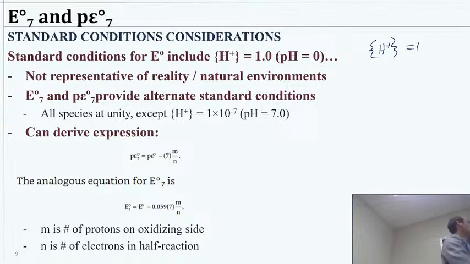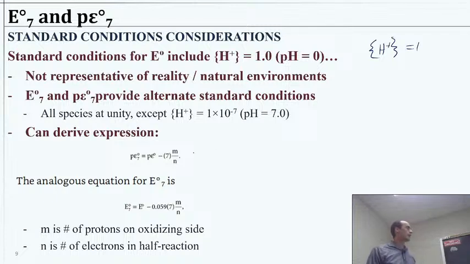If we do that, we can convert the math and figure out the change between pE or E naught to this pE 7 or E naught 7, however you want to call it. It's just a little bit of math. It's not a big deal. That's just something that can be done, is my point. So that's one of the standard conventions.